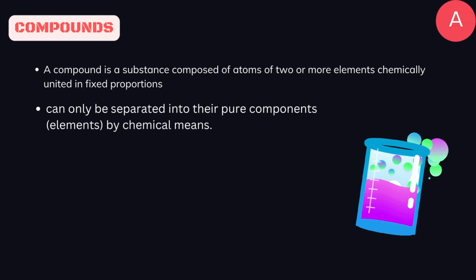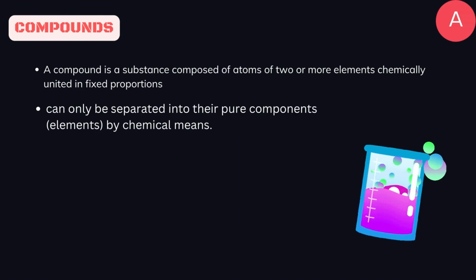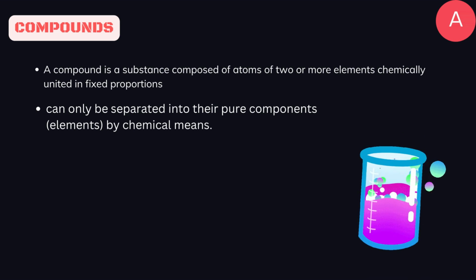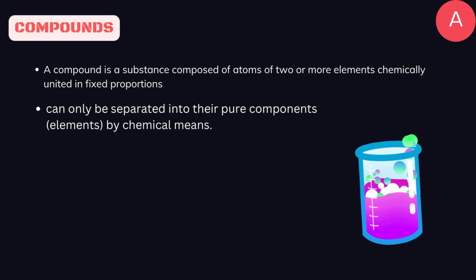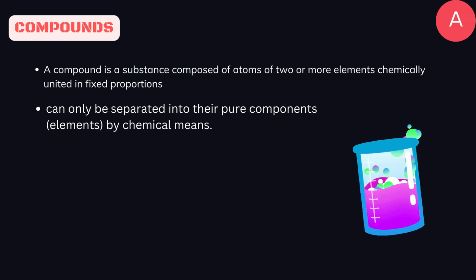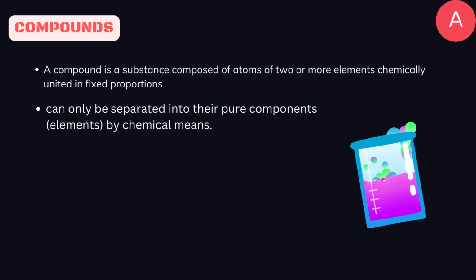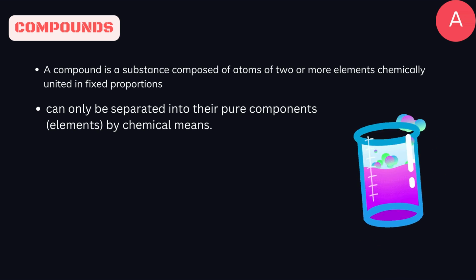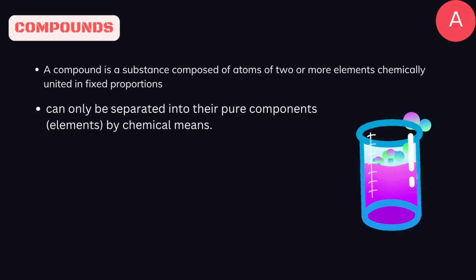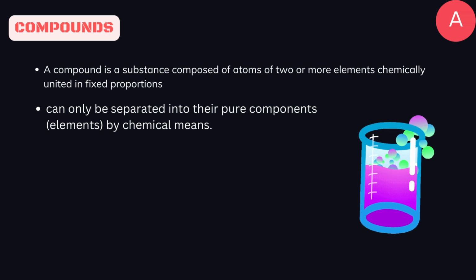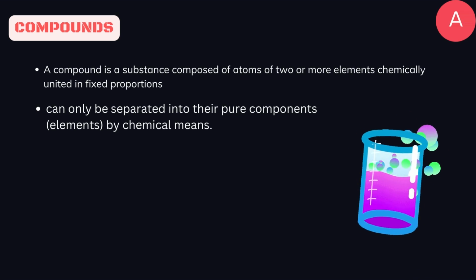Next, we proceed with compounds. A compound is a substance composed of atoms of two or more elements chemically united in fixed proportions. Compounds can only be separated into their pure components by chemical means.